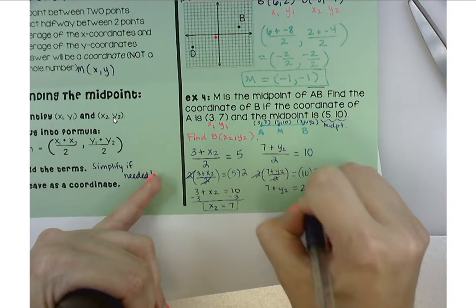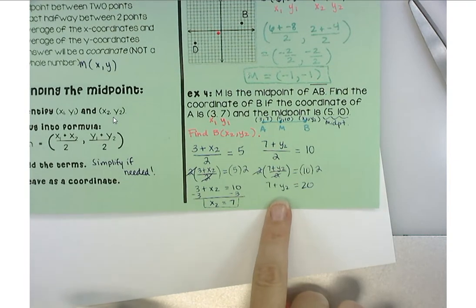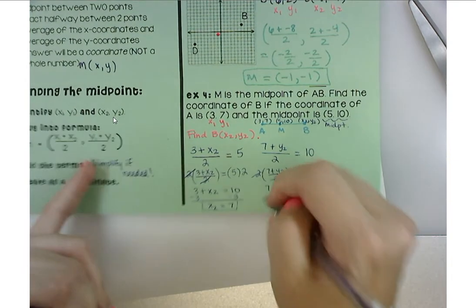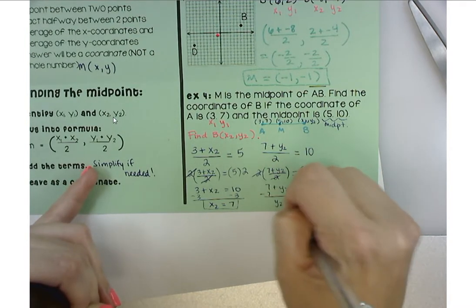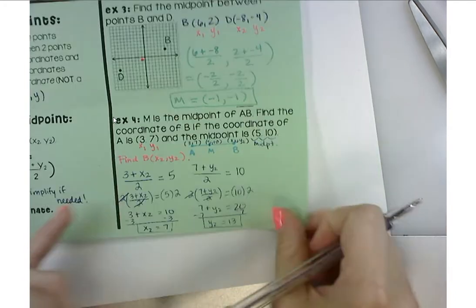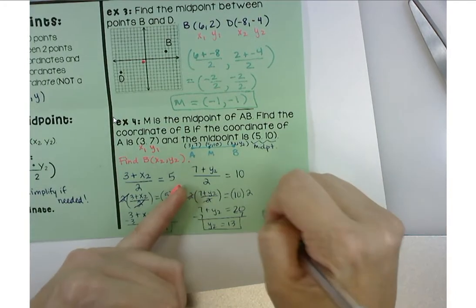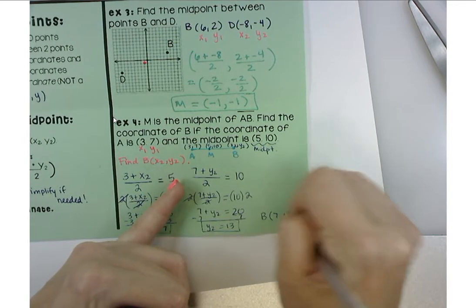And then Christina, if I want to get y2 by itself, what am I going to have to do here? Good. Subtract 7 from 20. So then y2 is going to be 13. So then my final answer, the coordinate of B, is going to be 7, 13.